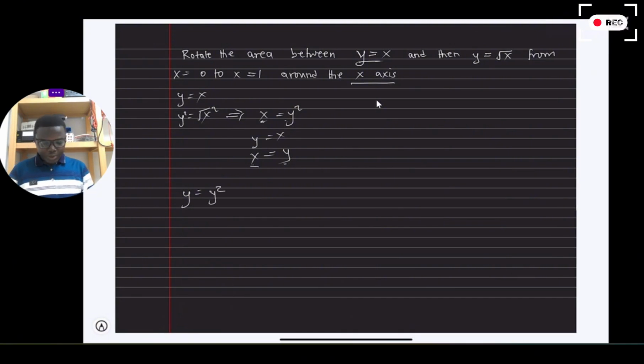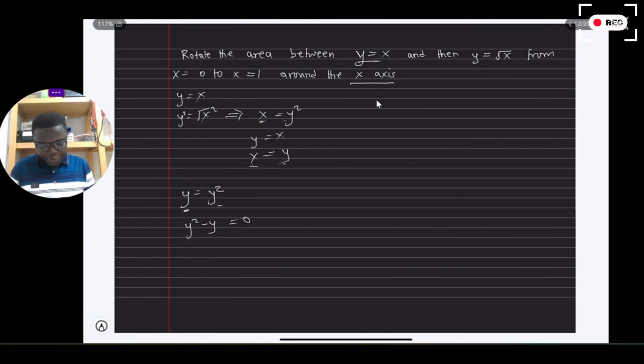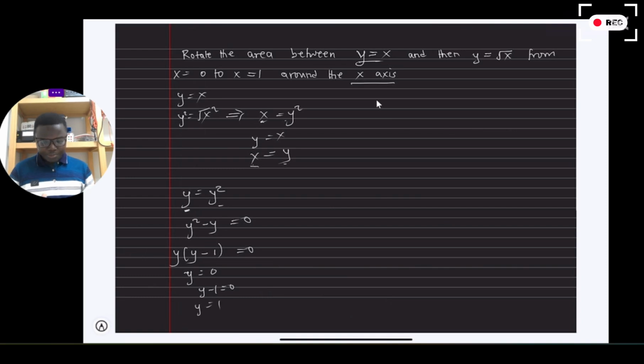So based on that, I can send this one to this side. I'll get y squared minus y equal to 0. Now you can see that y is common, so we factorize the y out. I'll get y times (y minus 1) equal to 0. That's where we found that y equal to 0, and then y minus 1 is equal to 0, therefore y equal to 1.